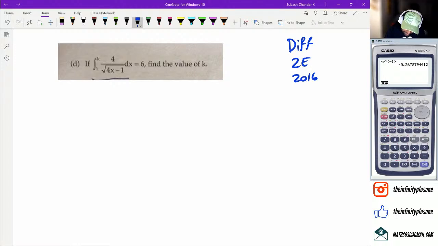So with this question, you just have to integrate, but the problem is you could actually use substitution.